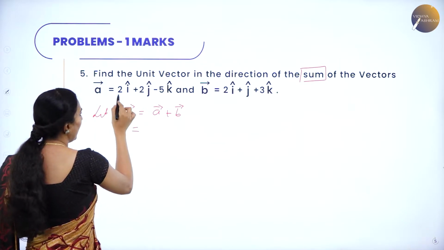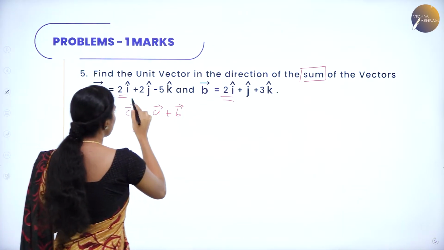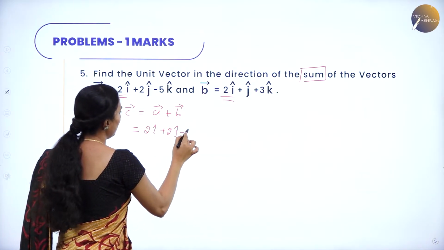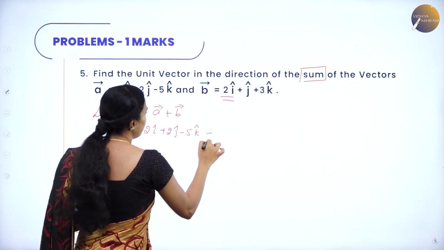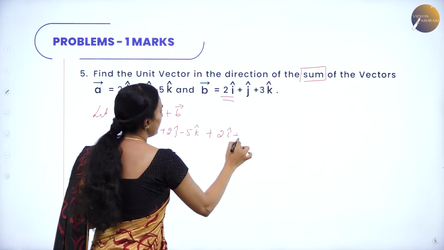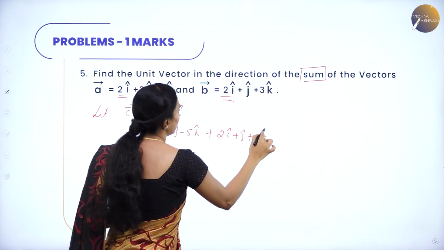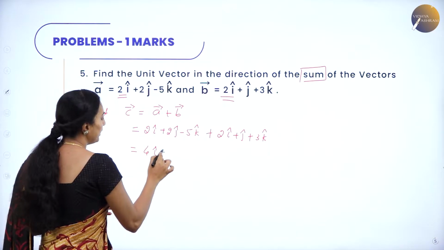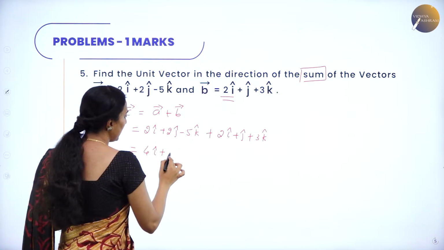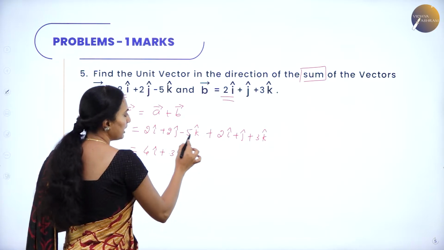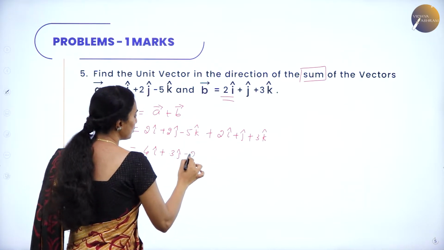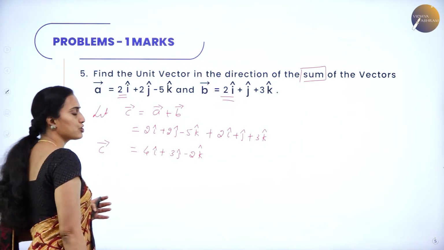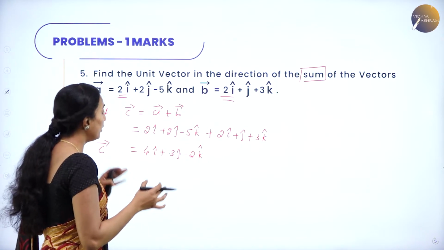So I am going to call it: let C vector be A vector plus B vector. I can add: 2i plus 2j minus 5k plus 2i plus j plus 3k, correct? So you can add: 2i plus 2i becomes 4i, plus 2j plus j is 3j, right? Again minus 5k plus 3k is nothing but minus 2k. So this is what you have: C vector, which is the addition of two vectors. Now you want to find the unit vector of this one.